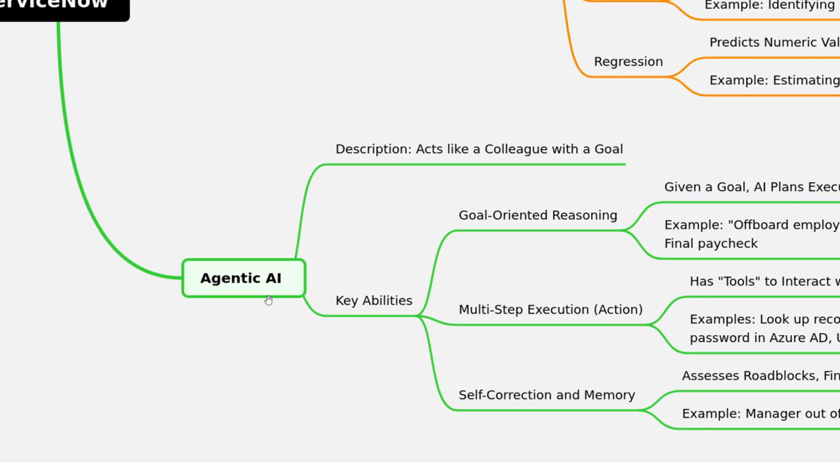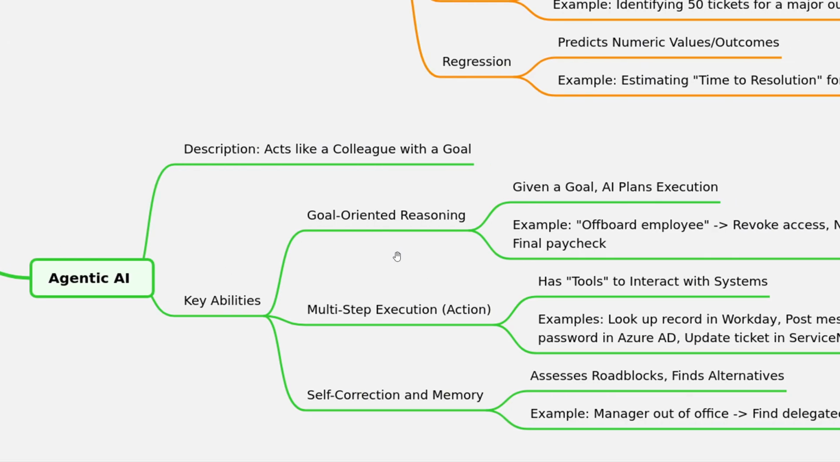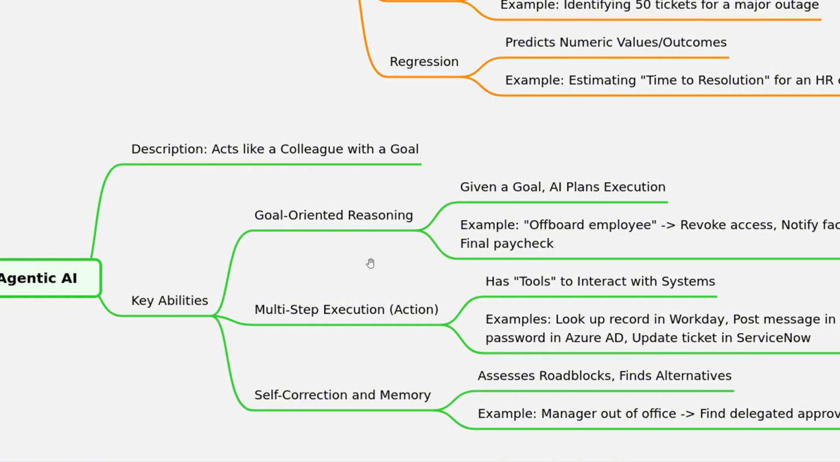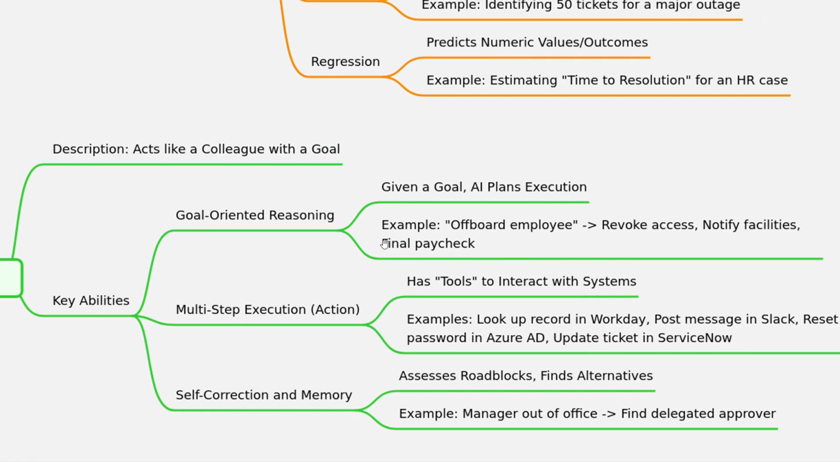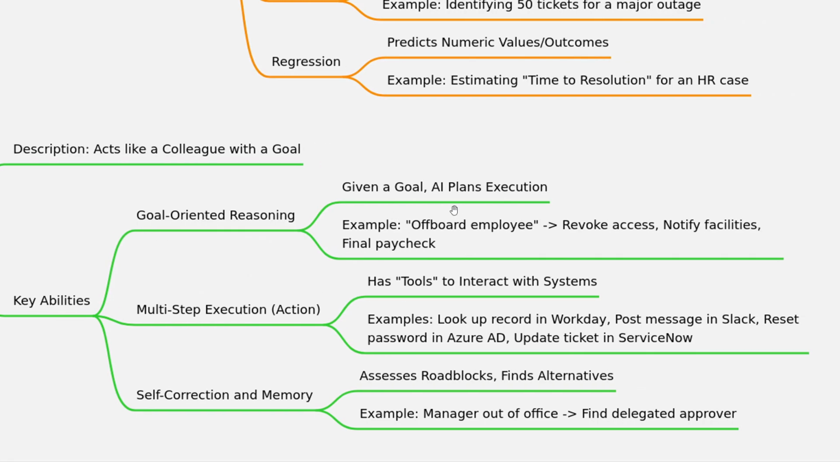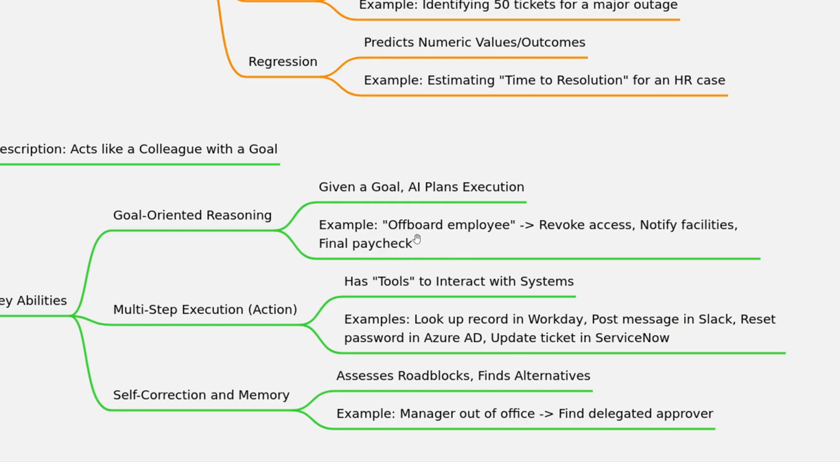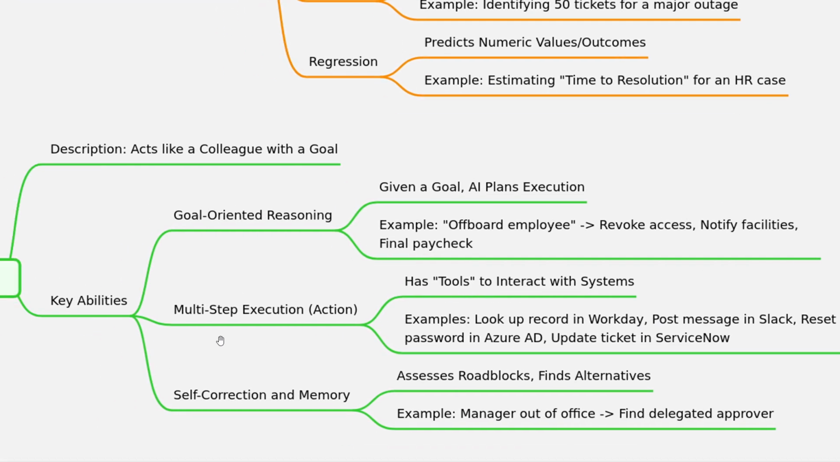Then finally we have Agentic AI. This is the latest capability. As the name suggests, it acts as a colleague with a goal. It doesn't just summarize or provide data, but it actually takes action. If you see its key abilities, it is goal oriented. Given a goal, AI plans execution. For example, offboarding an employee, it can revoke the access, notify the facilities, or provide the final paycheck.